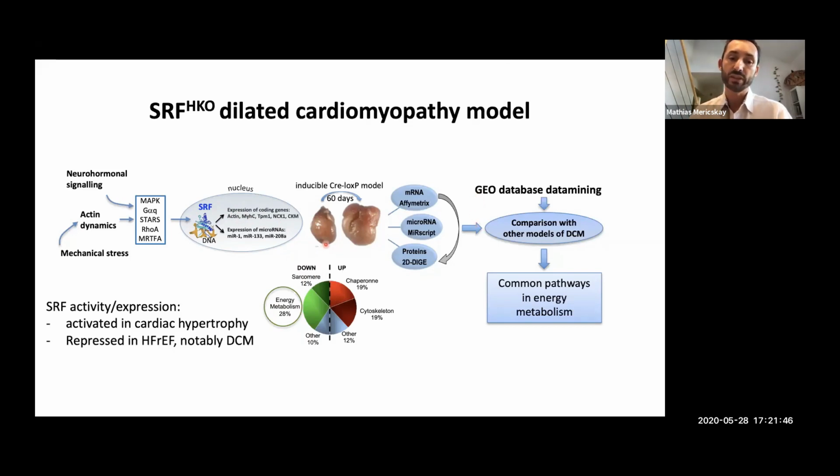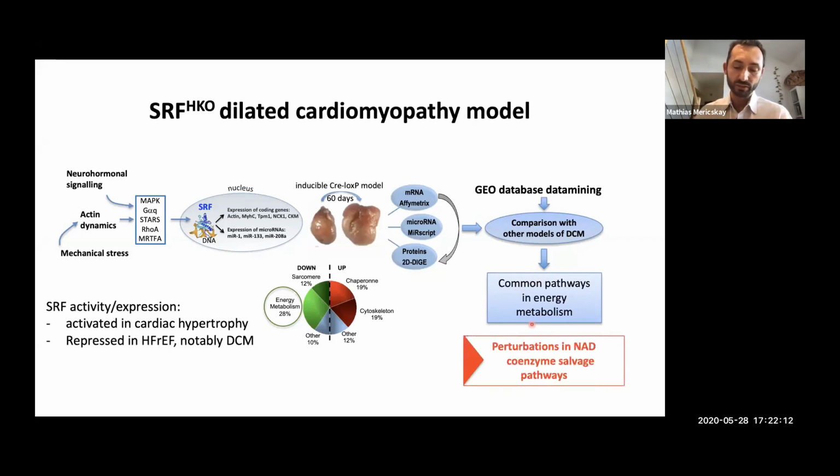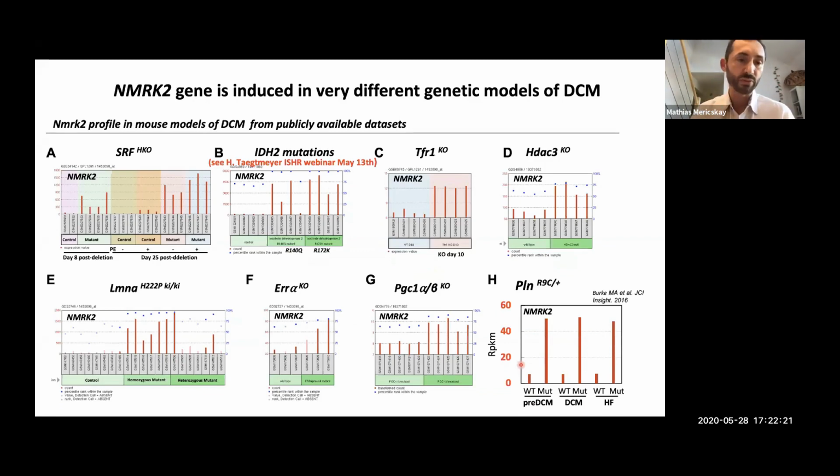Because SRF activity changes are involved in different types of cardiomyopathies, we decided to compare our data sets with a number of other dilated cardiomyopathy model data sets available in the GEO database, trying to look for common pathogenic pathways. We identified some common pathways involved in energy metabolism, and notably one striking difference common to different models was a perturbation in the NAD coenzyme salvage pathway. The most striking difference was the activation of the kinase gene NMRK2, for nicotinamide riboside kinase.